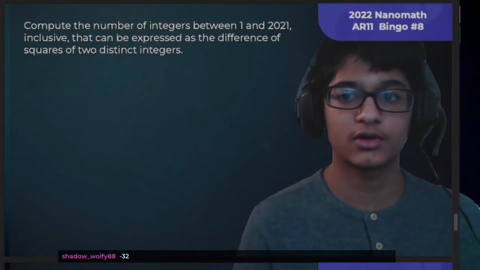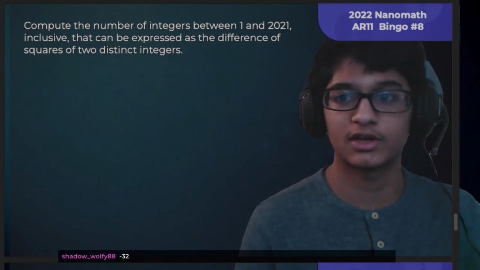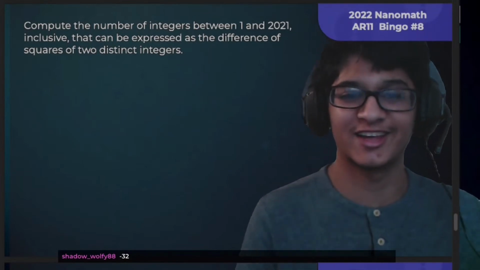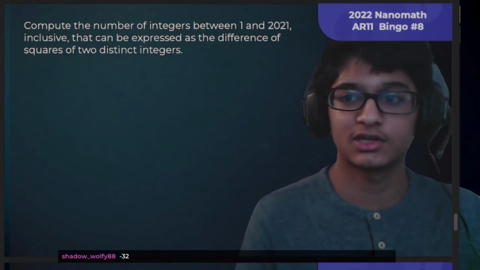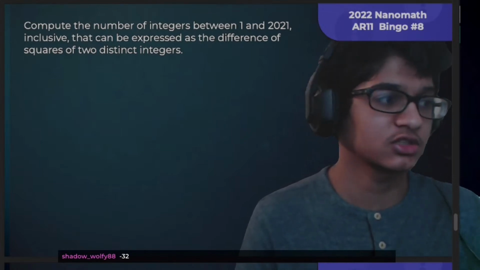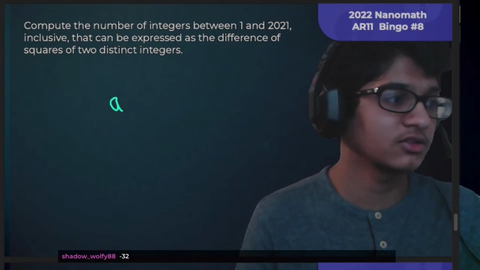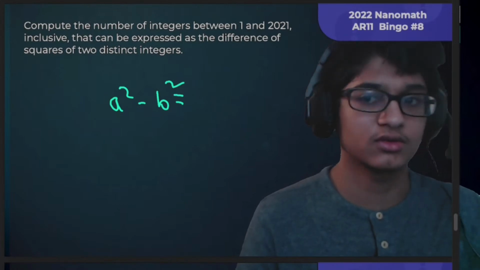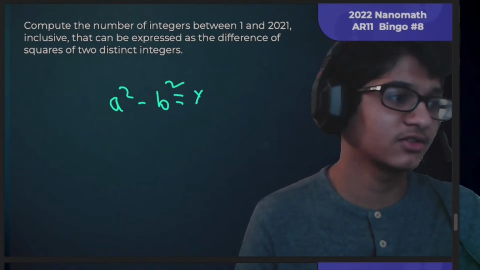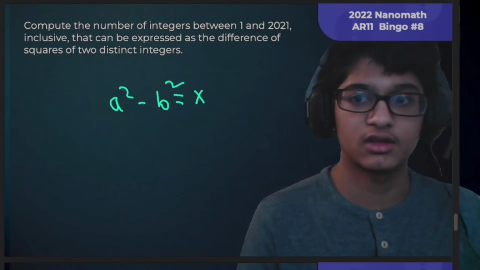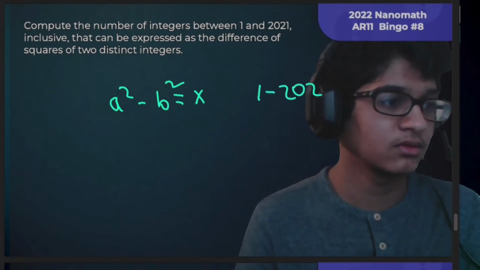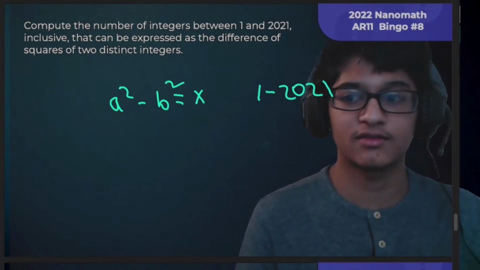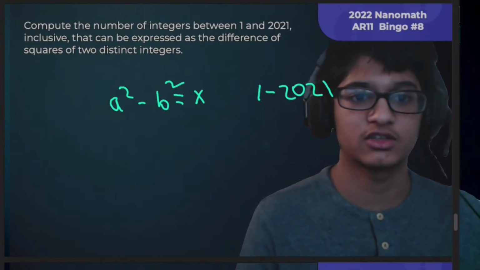Okay, well, here is the problem. Compute the number of integers between 1 and 2021 that can be expressed as the difference of squares of 2 distinct integers. So a squared minus b squared is equal to some number x between 1 and 2021. Does anyone have any ideas that they would like to share in the chat?